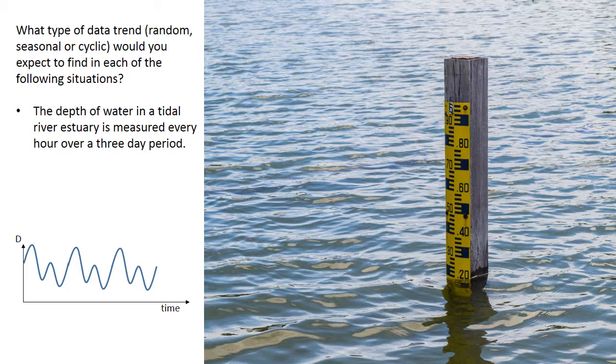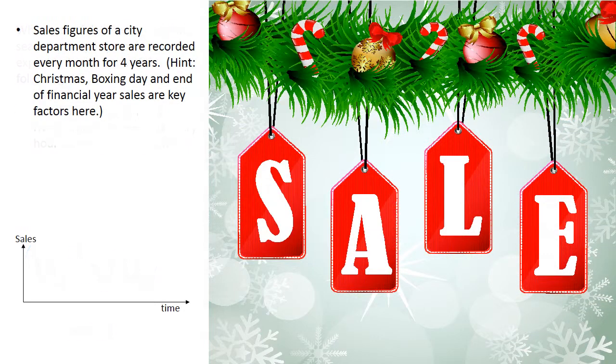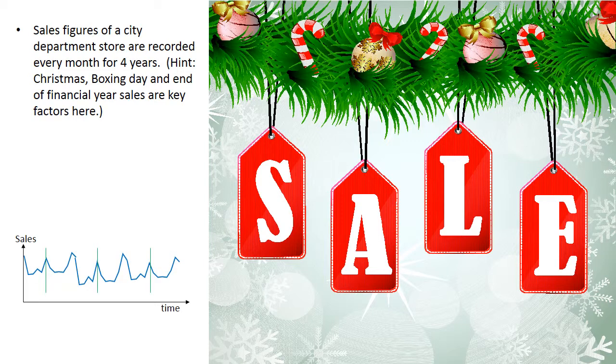The regularity of the cycle here means that this is seasonal data. Sale figures for a city department store are recorded every month for 4 years. We're given a hint here and we're told that Christmas and Boxing Day end of financial year sales are key factors in the question. I'm expecting that the graph would look something like this.